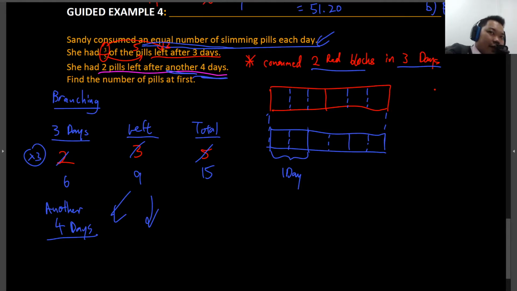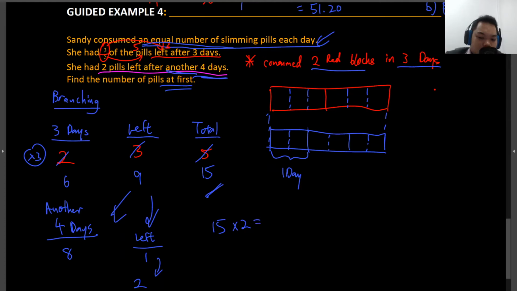Yeah, Lina. So another 4 days, 4 of these 2 units would give you a total of 8 units being consumed. And once you have that, you will be left with 1 of these units here. So 1 of these units represents 2 pills. Find the number of pills at first, and that would simply be 15 units. 15 times 2 will give you 30. So this would be your answer already.